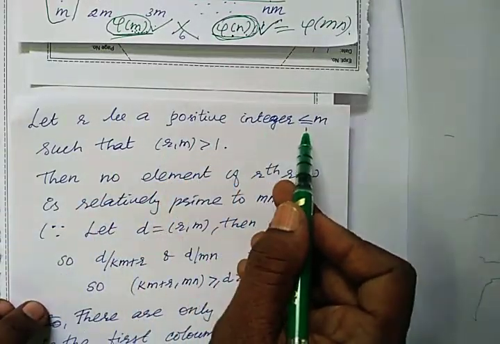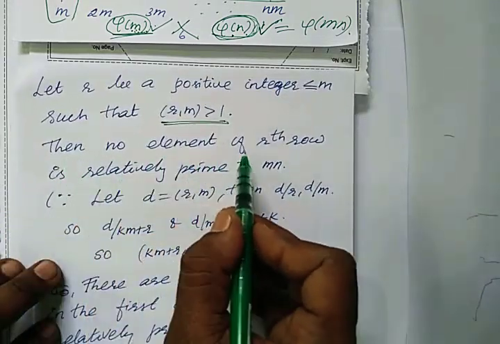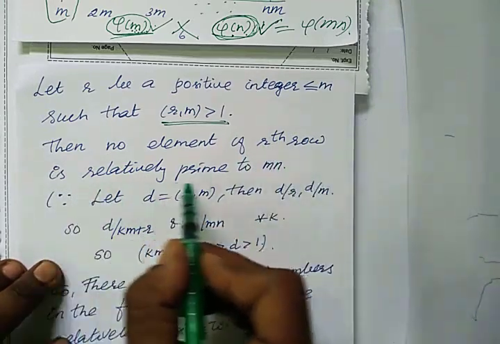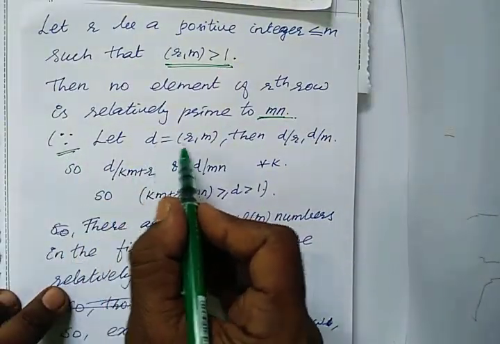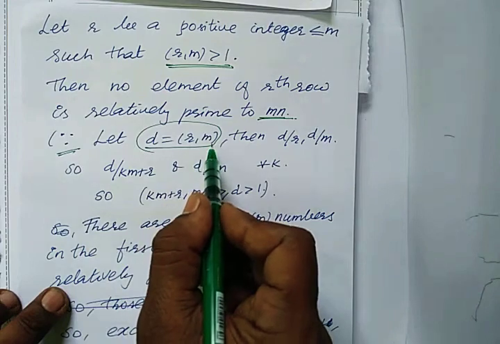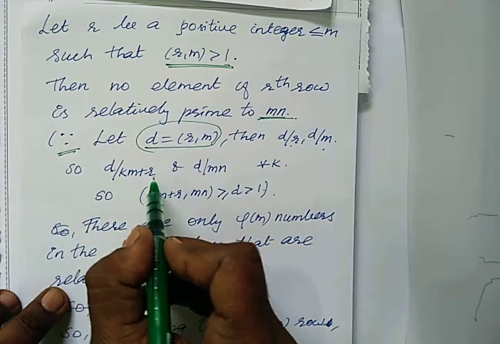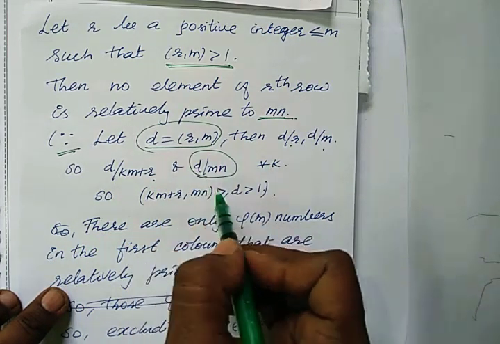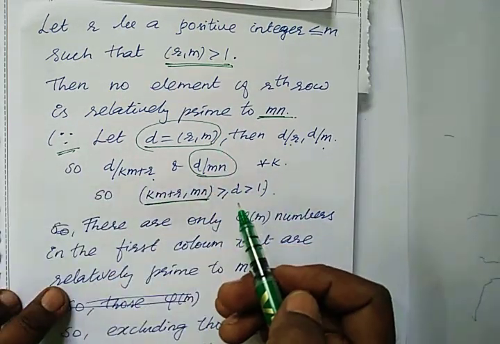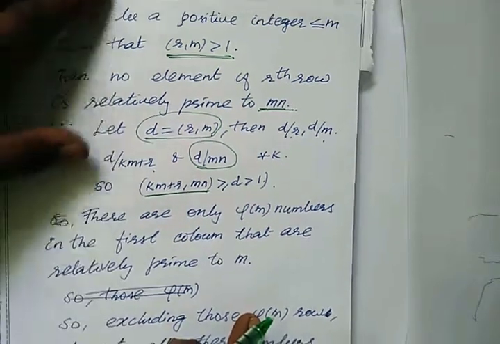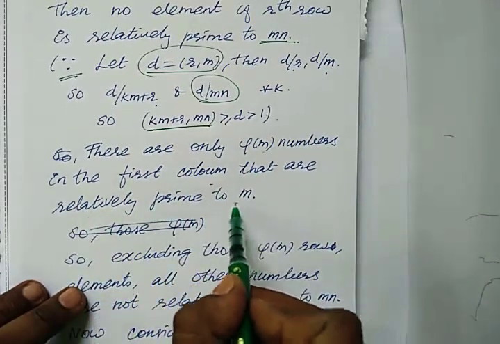Let r be a positive integer less than or equal to m such that r and m are not relatively prime. Then no element of that corresponding row, the rth row, is relatively prime to mn, because if d is the GCD of r and m, then d divides r and d divides m. So d divides km plus r as well as d divides mn. So this is not relatively prime, so that entire row is not relatively prime. So there are only phi of m numbers in the first column that are relatively prime to m.